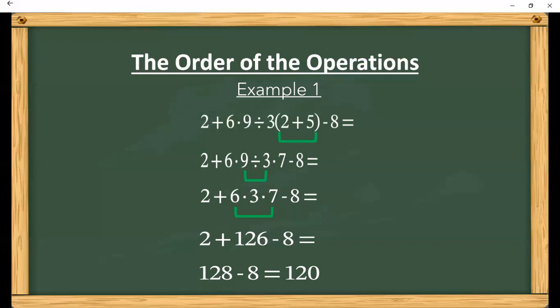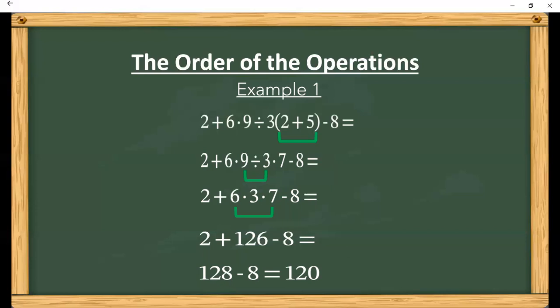Now, according to the order again, we have to do first the division. 9 divided by 3. So this gives us 3. In the next line, we have 2 plus 6 multiplied by 3 multiplied by 7 minus 8. Now, in the next step, the multiplication among 6, 3, and 7. From this multiplication, we get 126.